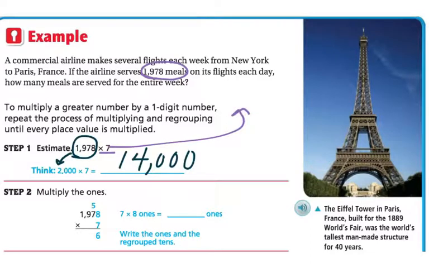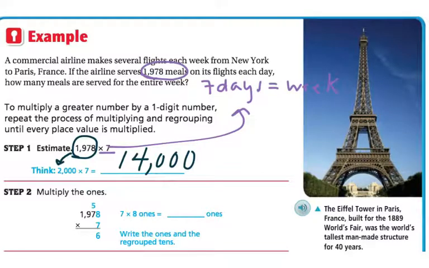Some of you might say, well, why 7? Well, boys and girls, 7 days are equal to 1 week, so that's why we are picking 7. 7 days is what we need to multiply, because they're serving that many meals each day, so we need to figure out for the total week how many meals it would be.